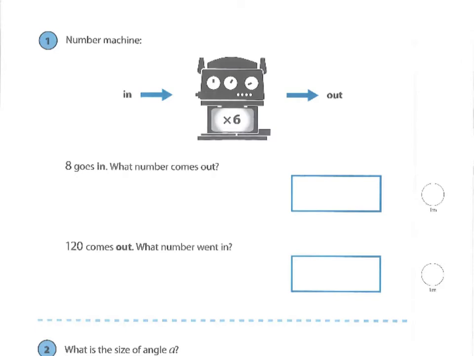The number machine has an input, an output, and a function. And in the middle of the machine it says times 6. So whatever goes in is going to be multiplied by 6. So part 1, 8 goes in. What is the number that comes out? So it will be 8 times 6. So our answer is 48.